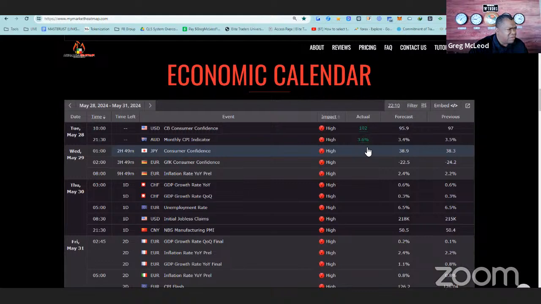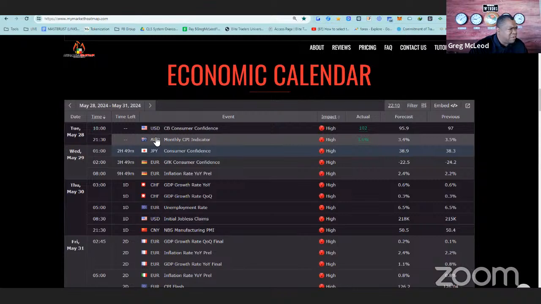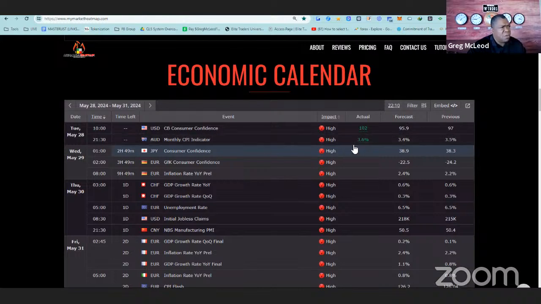In 2 hours, we're going to have some Japanese consumer confidence and some European news. We're going to have the GfK consumer confidence out of Germany, and also inflation rate year on year out of Germany. Looking at that number at negative 24.2, the forecast calls for negative 22.5. Inflation rate year on year is 2.2, and the forecast calls for 2.4. So it's going to be pretty active. The Australian dollar is in play right now because of the recent report. We can go and take a look at that.